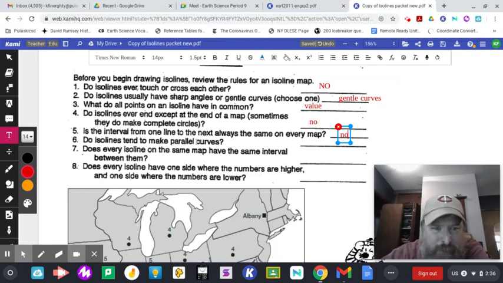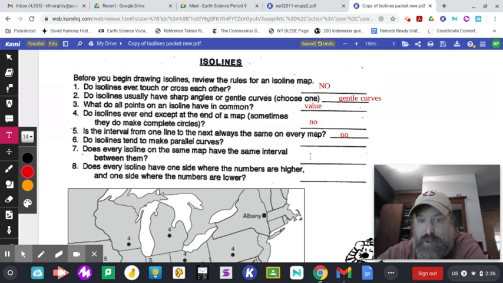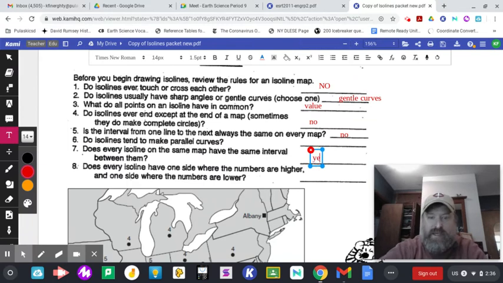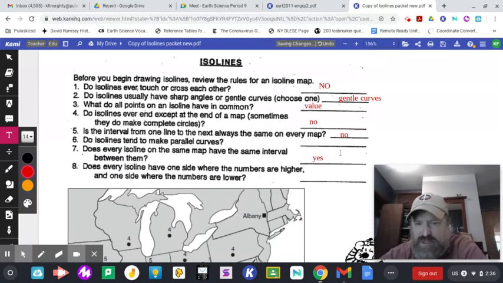Now, number 7 is speaking to one map. So if you pick up one map, should the interval be the same from one line to the next? Yes. There are very rare circumstances where that rule gets broken on topographic maps, but they'll tell you at the bottom, there'll be a little box saying, we're breaking this rule, here's the deal.